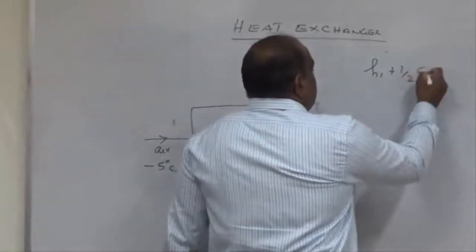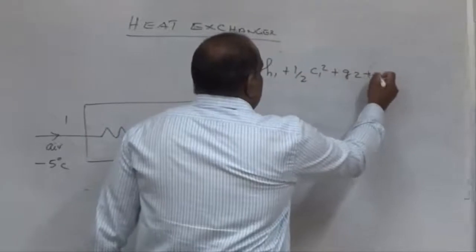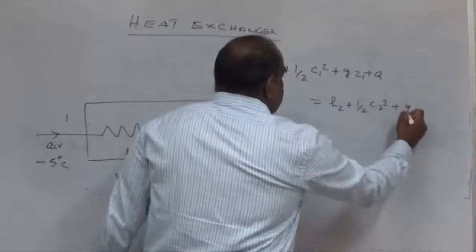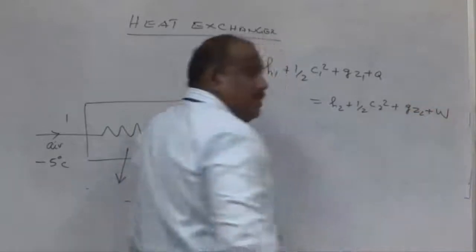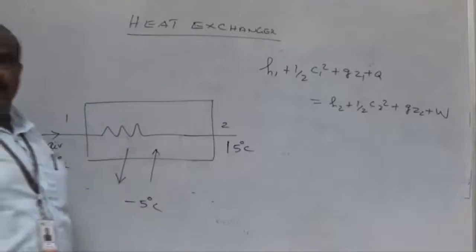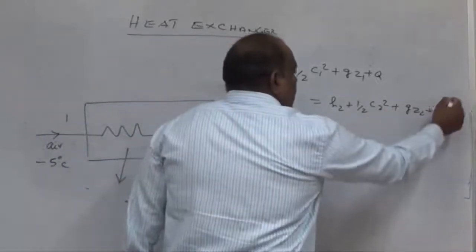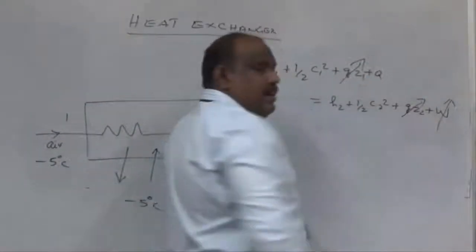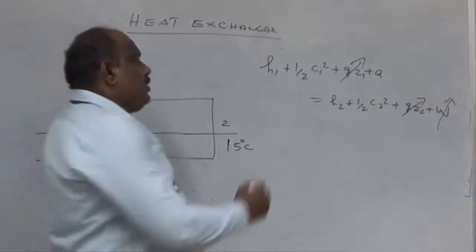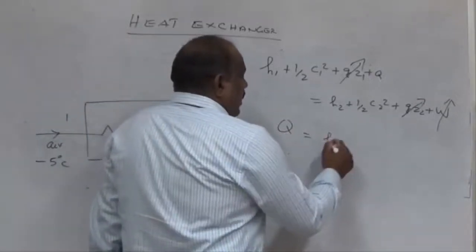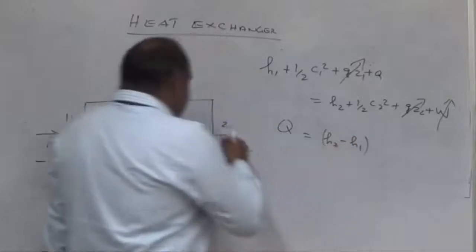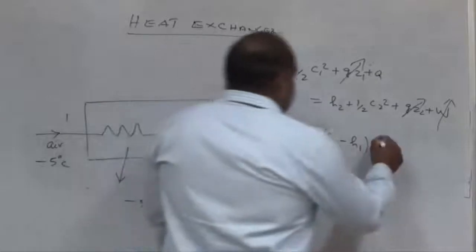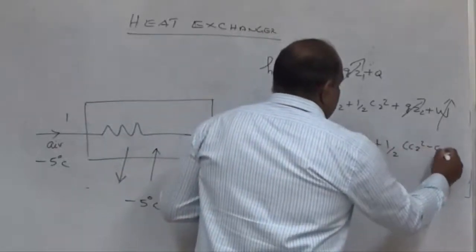So let us come now. H1 plus half C1 squared plus g z1 plus Q is equal to H2 plus half C2 squared plus g z2 plus W. What about W in this case? In this case of a heater, it is 0 because there are no moving components. What about Z1 and Z2? Let us assume it is at the same datum height. What about Q then? Q will be equal to H2 minus H1. Why H2 minus H1? H2 will be more compared to H1 because we are adding heat, plus half into C2 squared minus C1 squared.